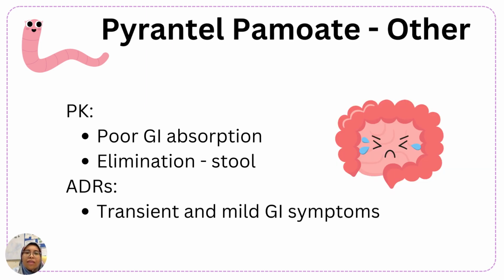What are the things you have to know about pyrantel pamoate? For pharmacokinetics, it has poor GI absorption. What does that mean? With poor GI absorption, its action is only in the intestinal lumen. So it cannot cross into the tissue, and cannot do anything to tissue parasite infection. Elimination is via stool, so it comes back out in your stool. As for adverse drug reactions, there are not many. It only has transient and mild GI symptoms, which are nausea, vomiting, diarrhea and so on. That's it for pyrantel pamoate.